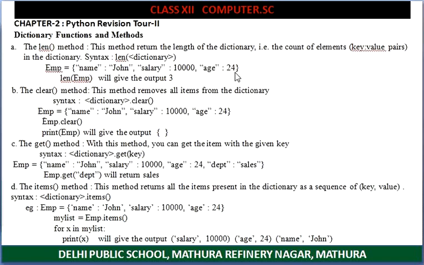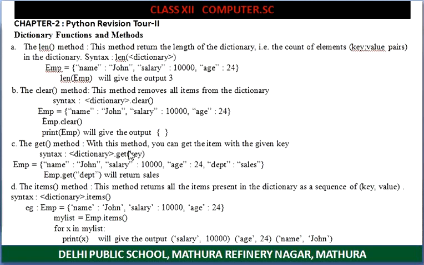3 pairs are there. Next, clear method. This method removes all items from the dictionary, which means the dictionary will become empty. Syntax: dictionary dot clear. Here EMP is a dictionary with 3 pairs: name John, salary 10,000, age 24. EMP dot clear is the command, and print EMP will give the output empty dictionary.